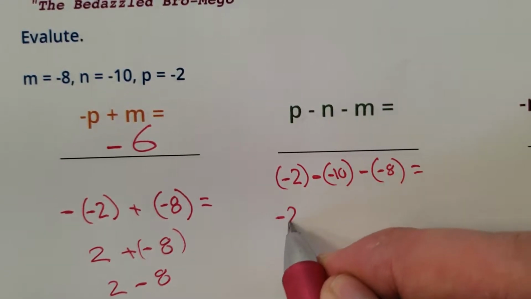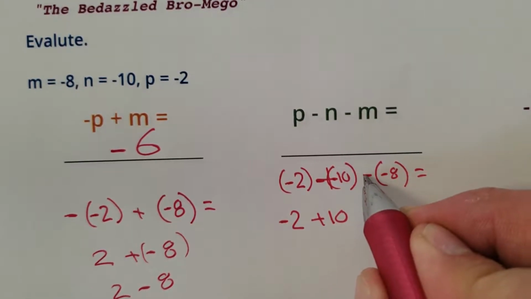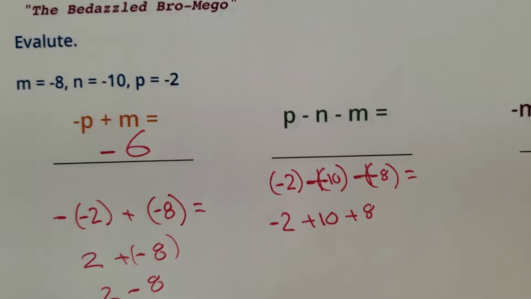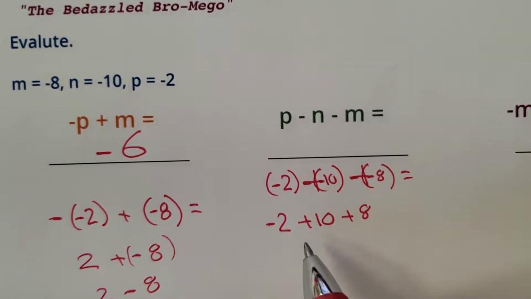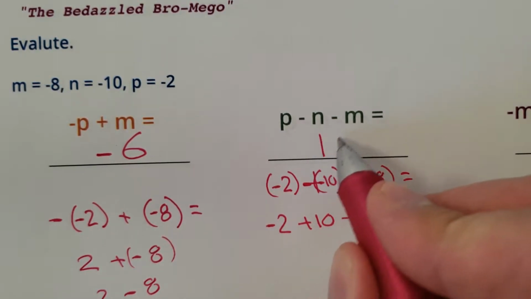2 is going to be negative. Subtracted a negative is really plus. Subtracted a negative is really plus. Oh, that's not too bad. So left to right, -2 and 10 is 8. 8 plus 8 should be 16.